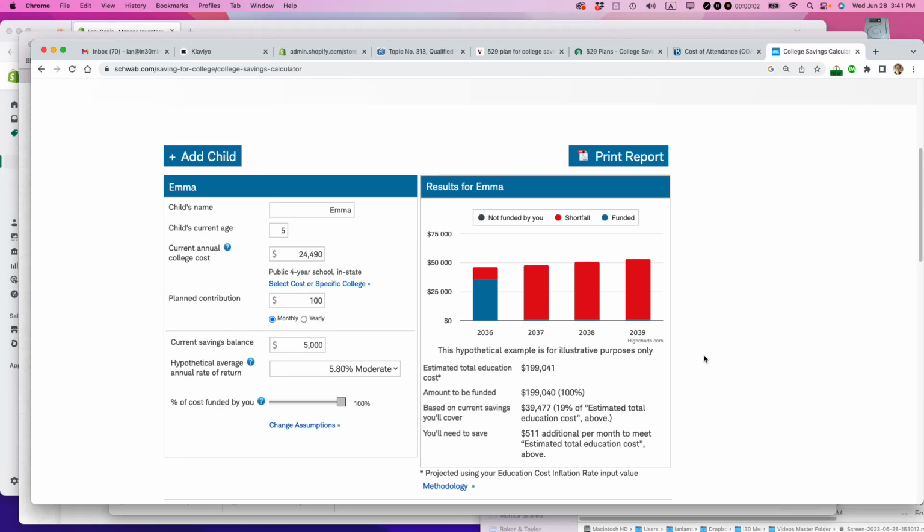Today, I'm going to show you how to use a 529 savings calculator for your child to save money for college and to figure out how much money you're saving and how much money you may need for their education when they're old enough to go to school using a 529 plan.